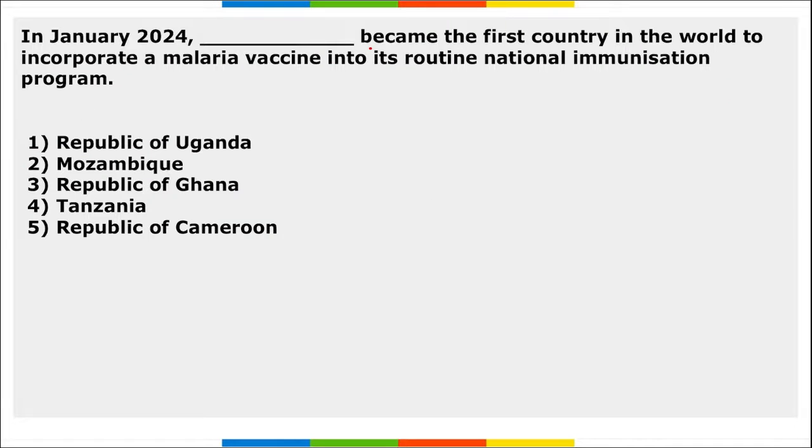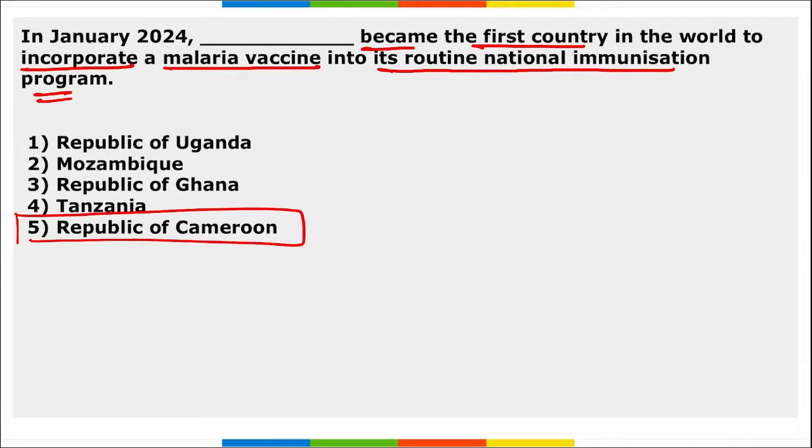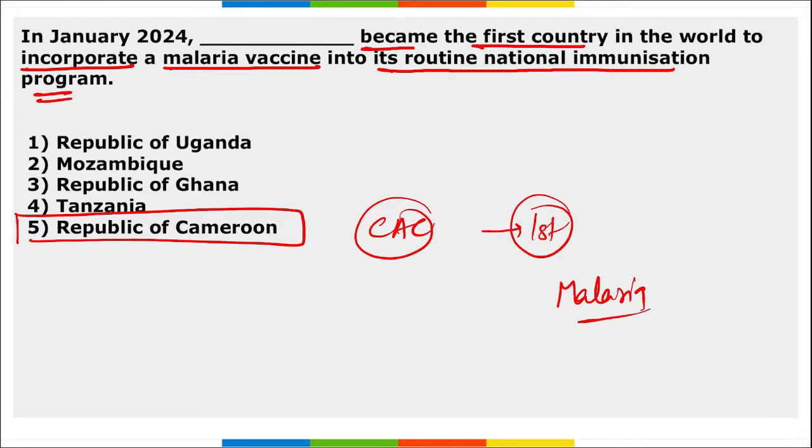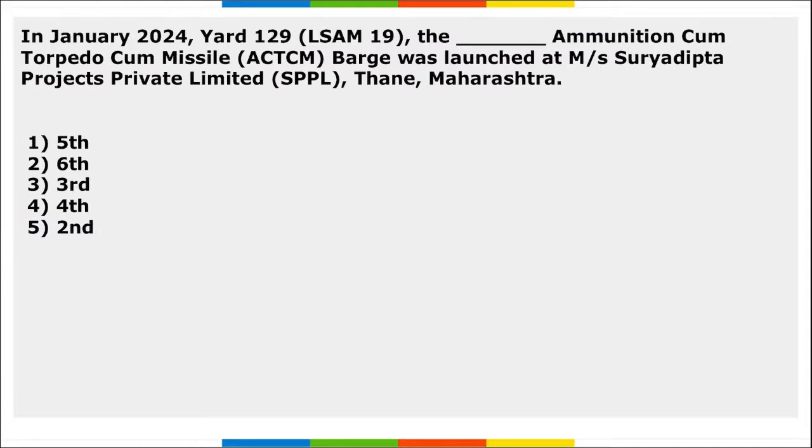Next, in Jan, which country became the first country in the world to incorporate a malaria vaccine into its routine national immunization program? It is the Republic of Cameroon, a Central African country. They became the first country in the world to incorporate a malaria vaccine into the routine national immunization program.